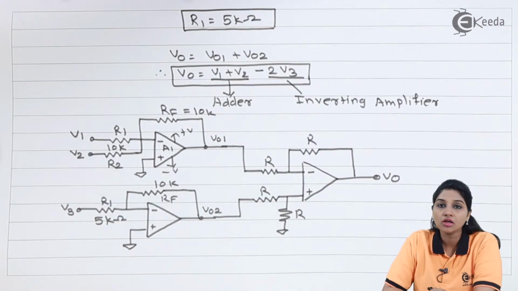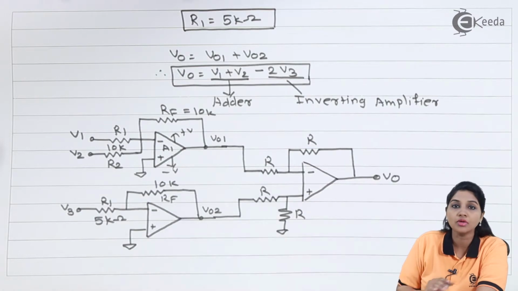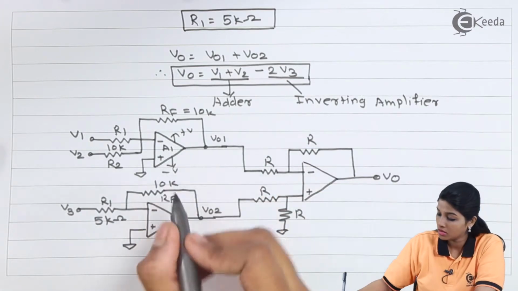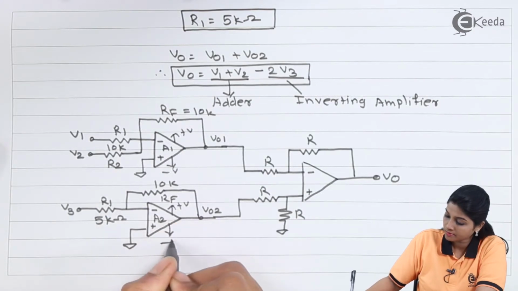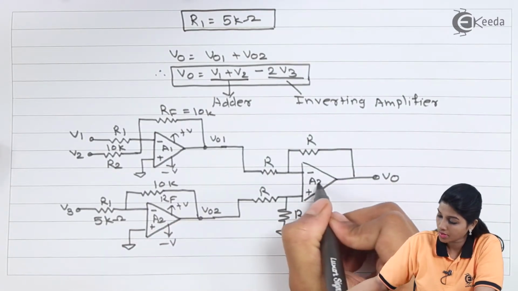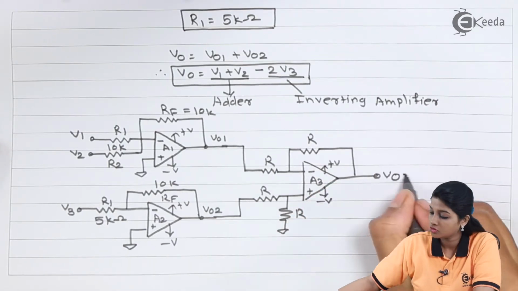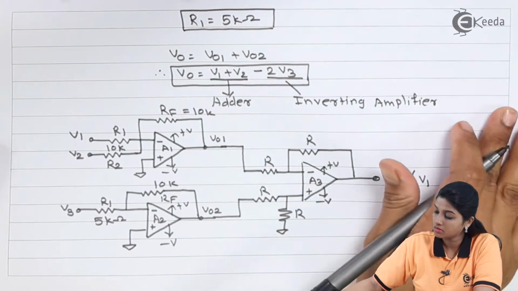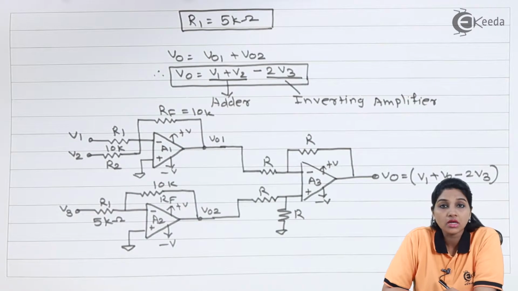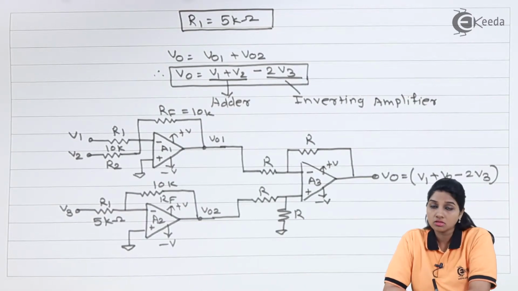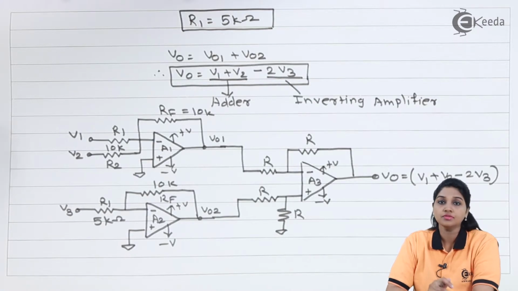We are using the same values of resistor for the subtractor circuit, therefore the values of RF and R1 remain R for the subtractor. So this is op-amp A2, this is op-amp A3. So we will get the output as V1 plus V2 minus 2V3. So in this way we can design a circuit by using the given output equation. Now let's move to the next problem.